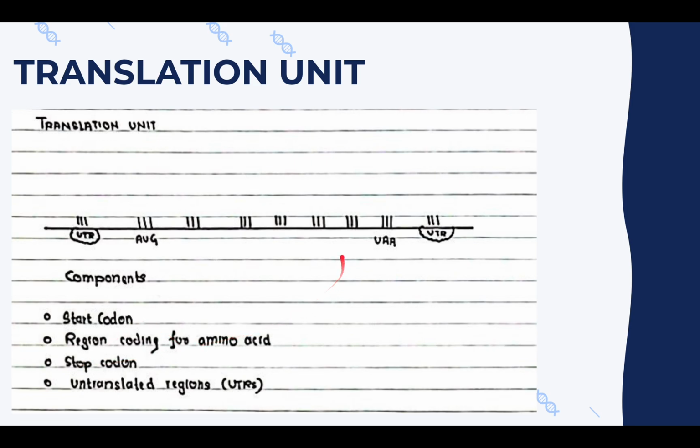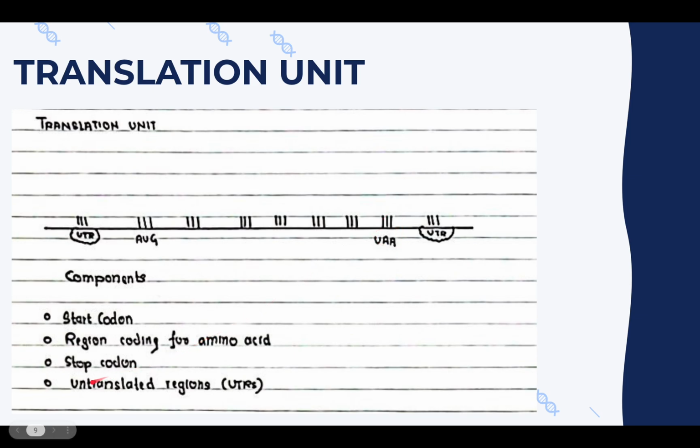Then you have the stop codon. The stop codon is located at the end. It could be UAA, UAG, UGA, any of the three. These all three don't code for any protein, and they help stop the process of translation. They're pretty useful because if you don't want this to go on forever, we won't get a protein if that happens. So these help to stop protein synthesis.